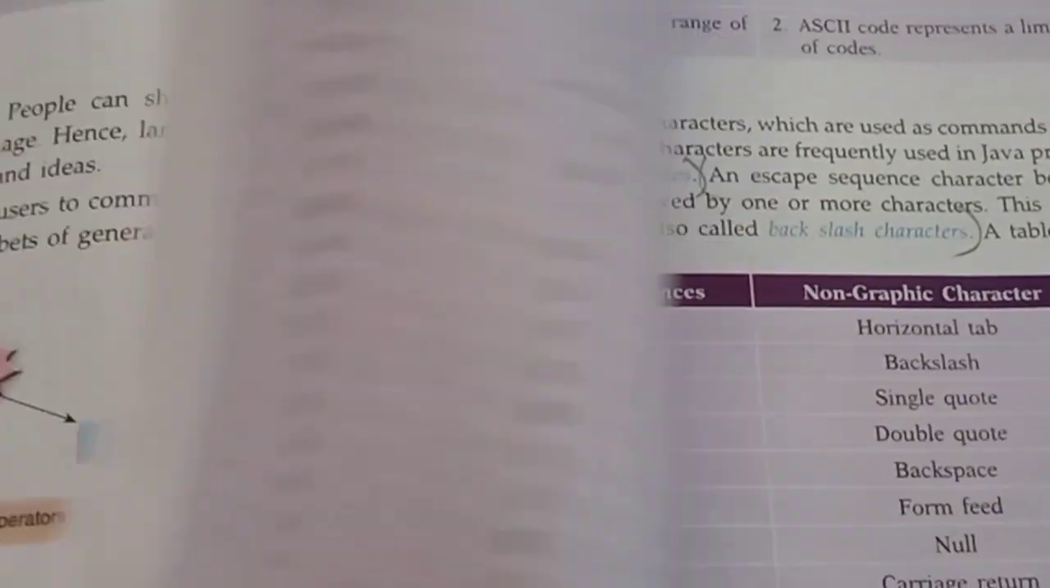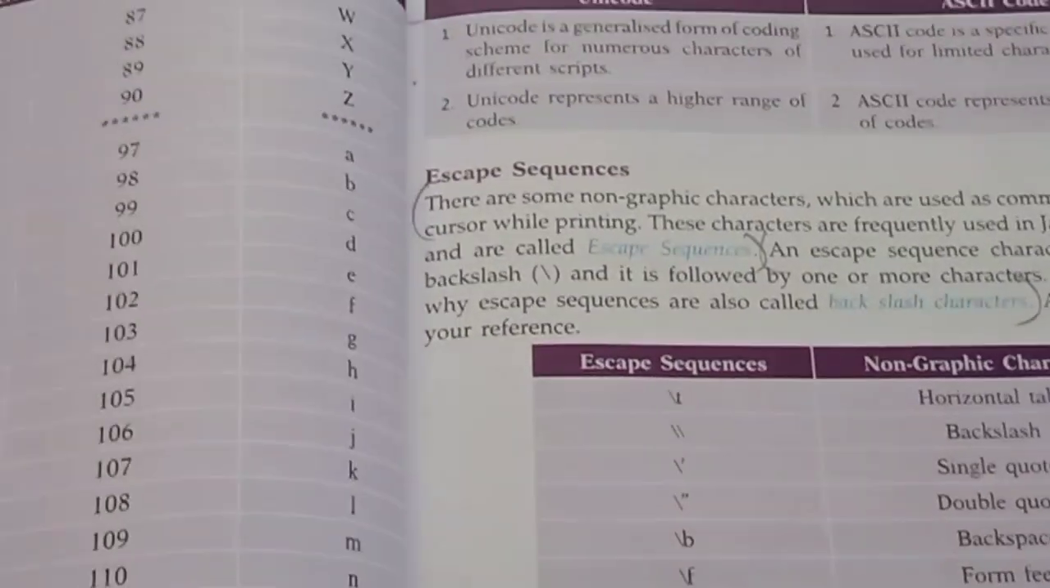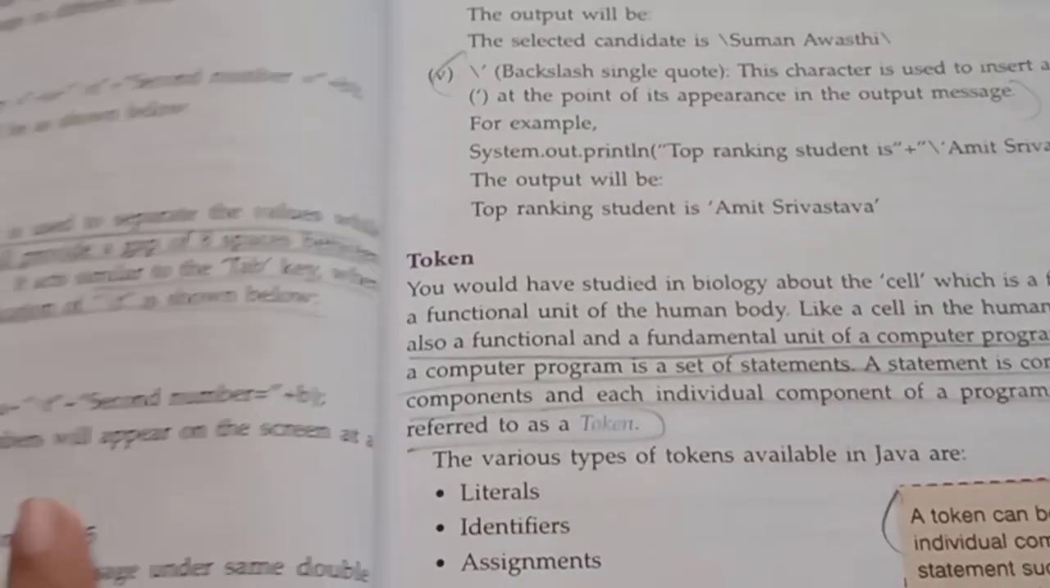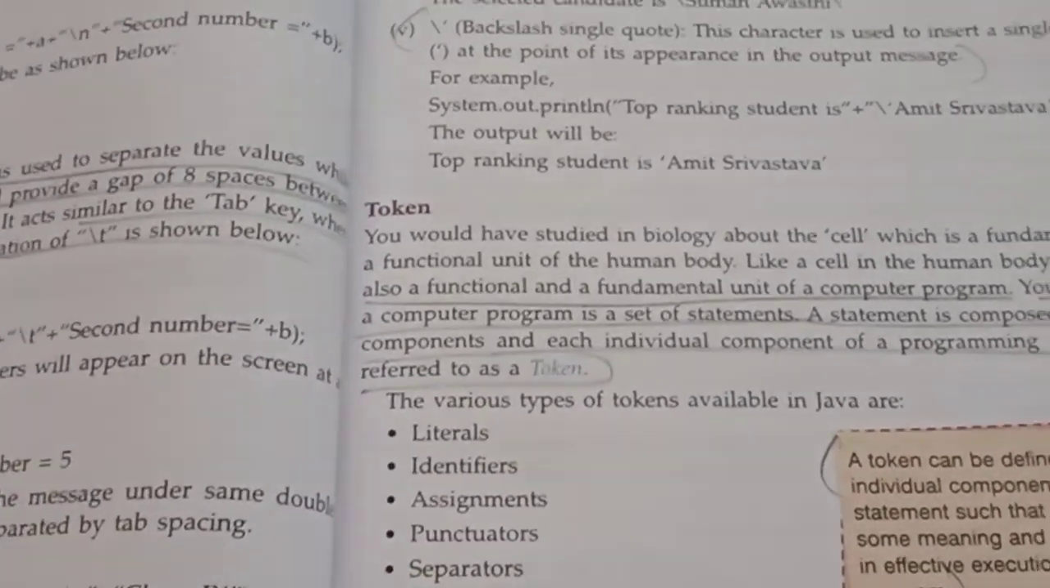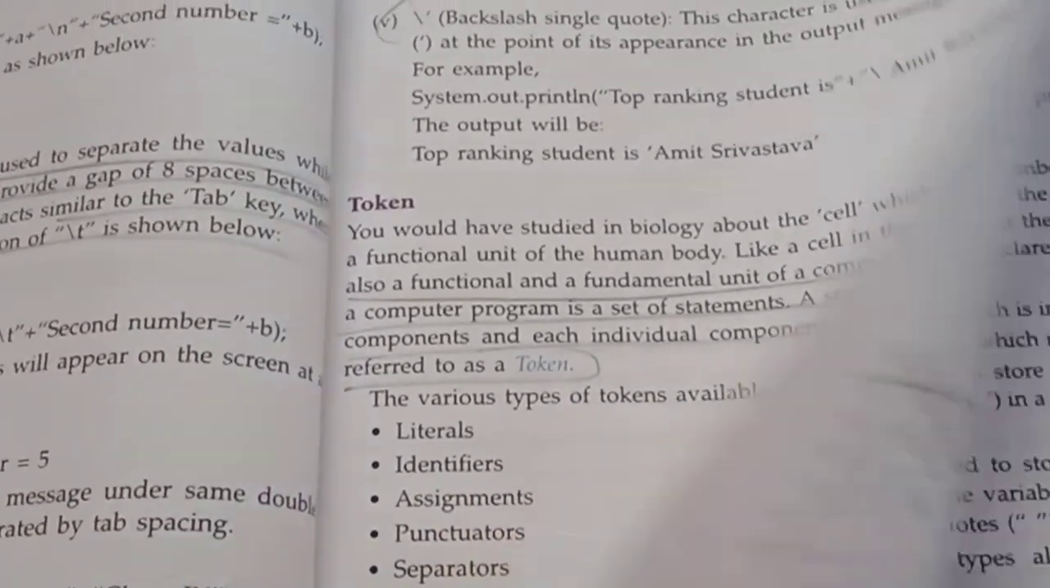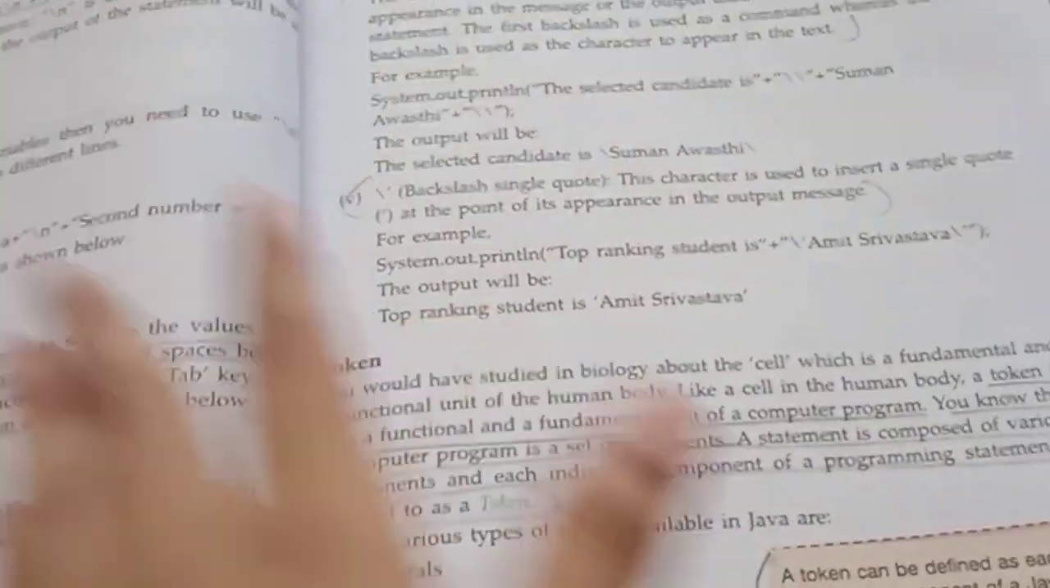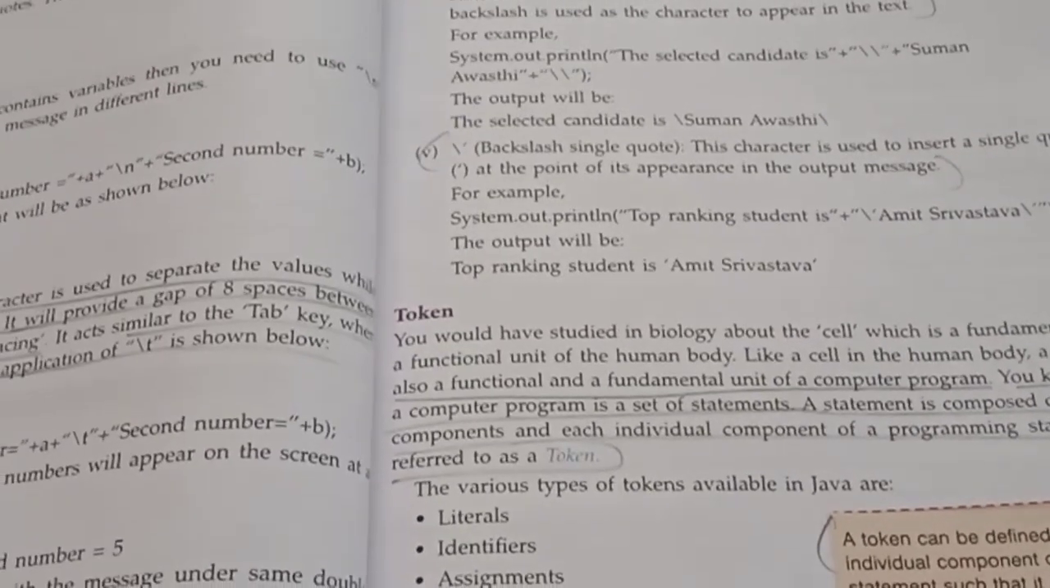sequence and the non-graphic characters and whatever Unicode and ASCII codes. Then in the next video of the playlist, we will start with the token and the other variable and the data types.